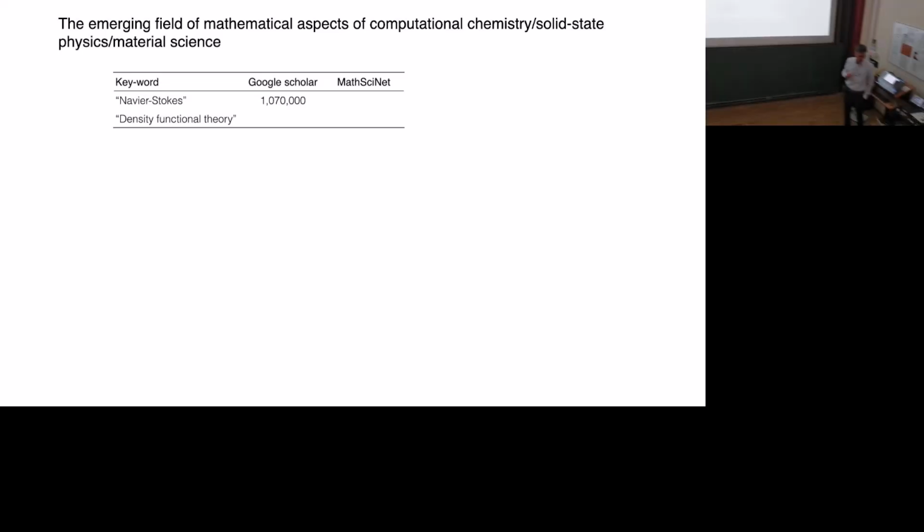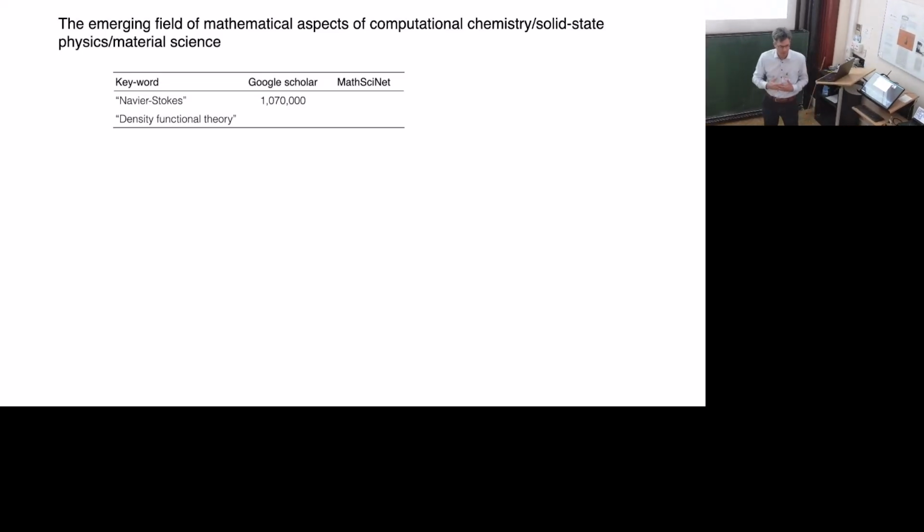So I have two keywords, Navier-Stokes and density functional theory. I have two libraries or bibliometric measures. One is Google Scholar and the other one is MathSciNet. Google Scholar represents the entire scientific community in this kind of picture, and MathSciNet, this is a subset of mathematicians working on this problem. So if you type in Navier-Stokes, it's very prominent, many engineering applications, etc., you get about 1 million hits. So what do you think, how many hits do we get for density functional theory?